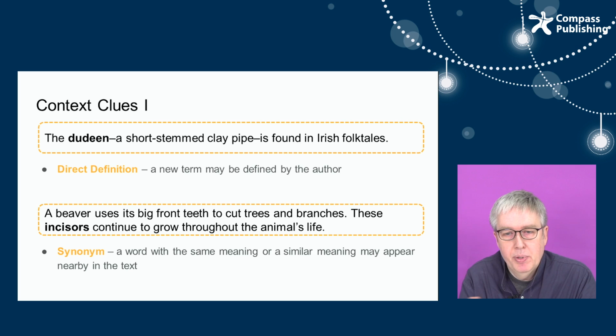So in this case, incisor, we don't know the word incisor, but we can look to the previous sentence and there's a synonym right there. So the big front teeth, those are incisors. That's exactly what it means, okay? So sometimes there are synonyms used in the text that can give us clues for the meaning of the word.